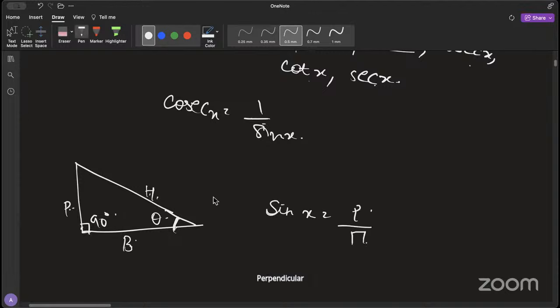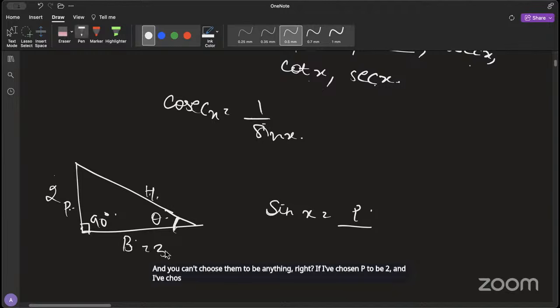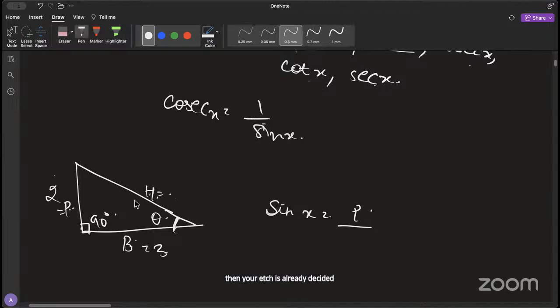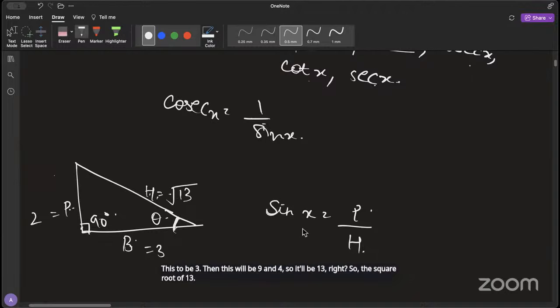perpendicular upon hypotenuse. And you can't choose them to be anything, right? If I've chosen P to be 2 and I've chosen B to be 3, then your H is already decided. You don't get to choose it. So this will be the square root of 2 squared and 3 squared added, so it's already decided. And this is P by H. So if I'm taking this to be 2, this to be 3, then this will be 9 and 4, which is 13, right? So the square root of 13. Your H will be square root of 13.